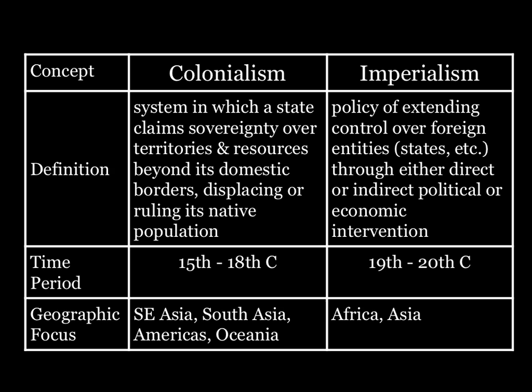Imperialism, on the other hand, is more of a policy, and this is a policy of extending control over foreign entities. These can be states, tribes, fiefdoms, pretty much anything. And they do this either directly or indirectly using political or economic intervention. This is the type of control that tended to happen in the middle of the 19th century and into the beginning of the 20th century. And the geographic focus, now that of course the Americas are independent, tended to be Africa and Asia.